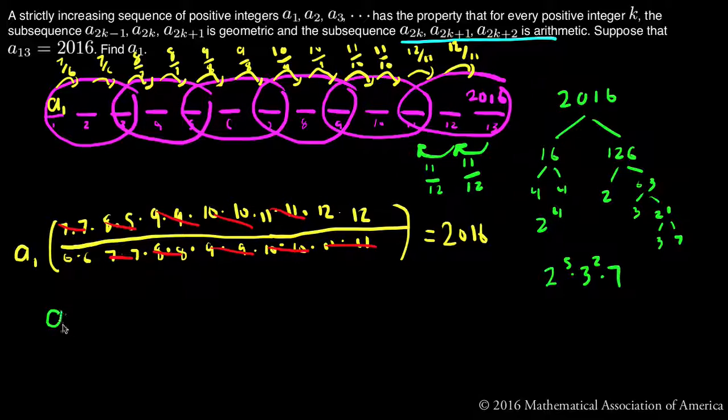So I end up with a1 times 4 equals 2016. And just divide both sides by 4. So 2016 divided by 4 gives me 500. Ooh, that's not a 5. 504.